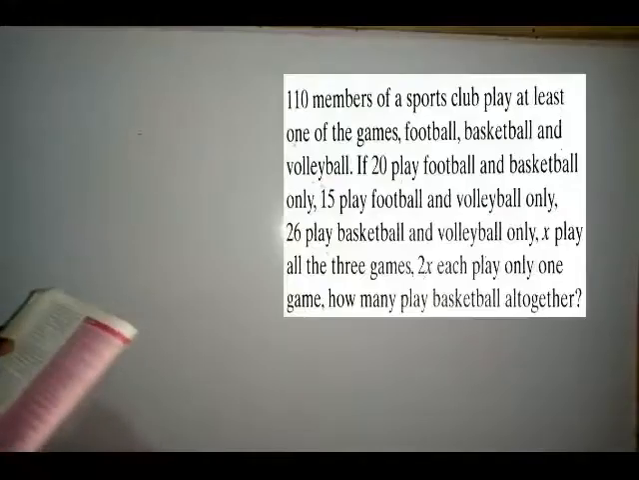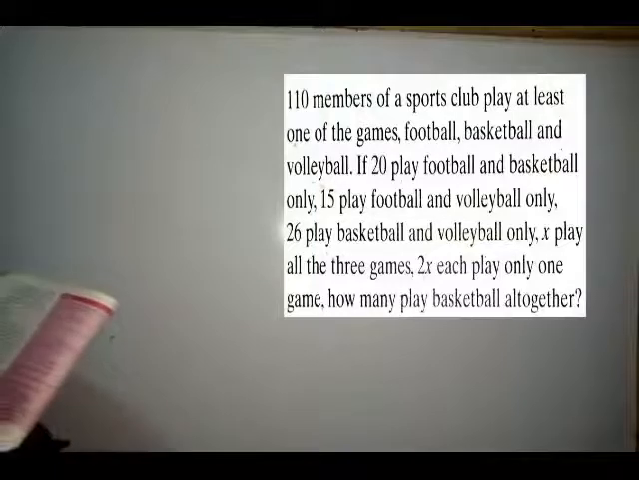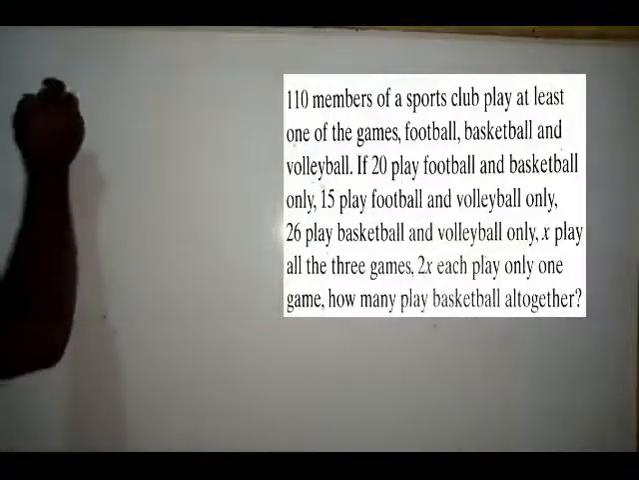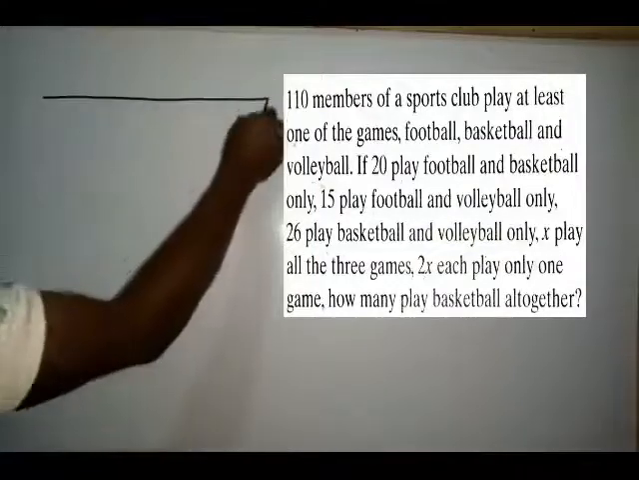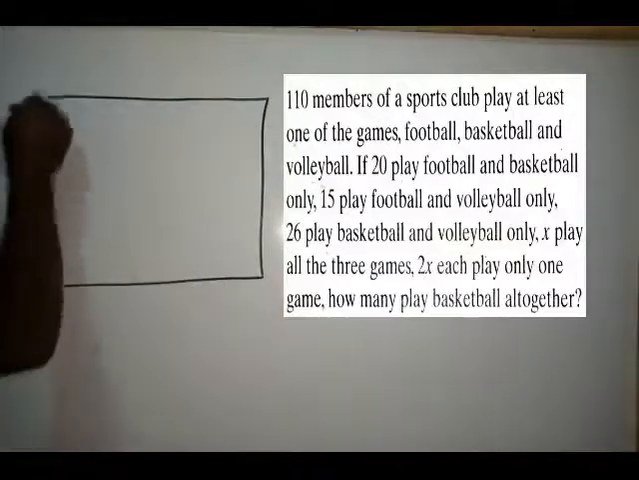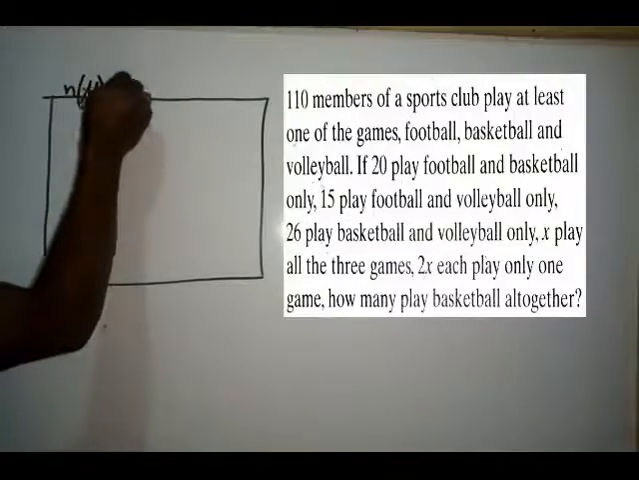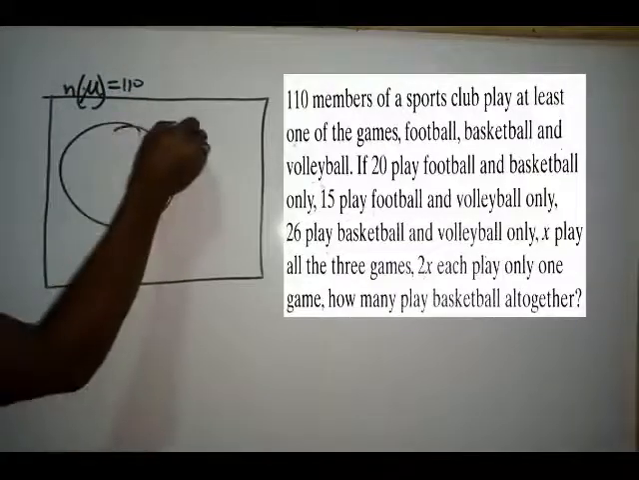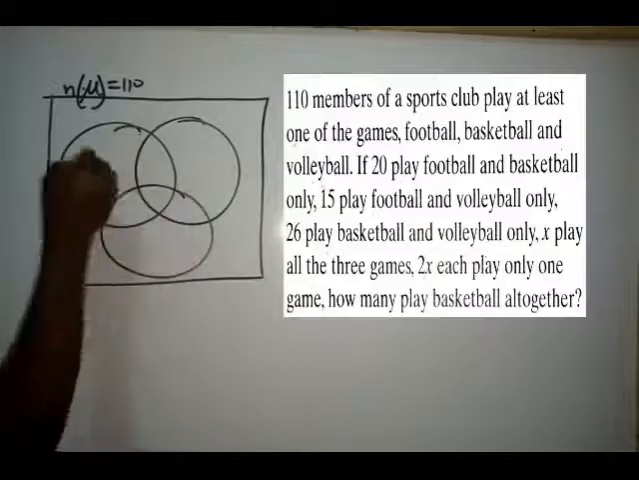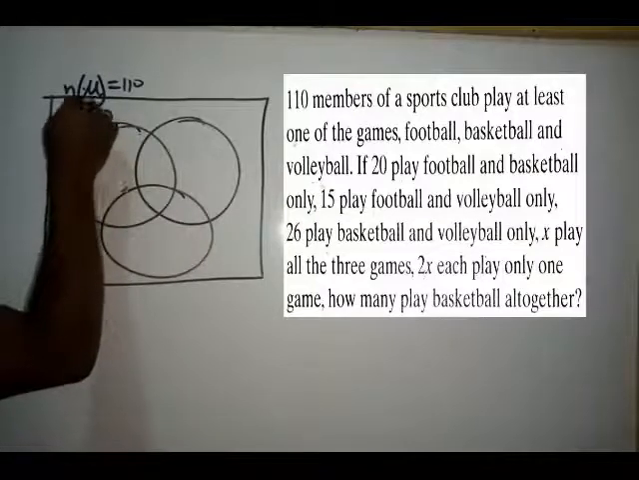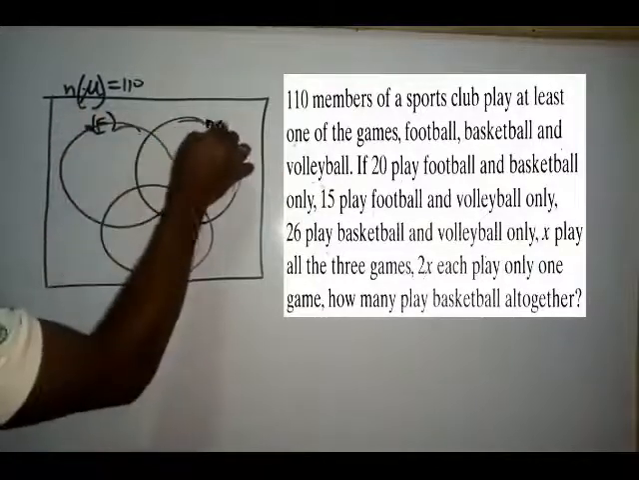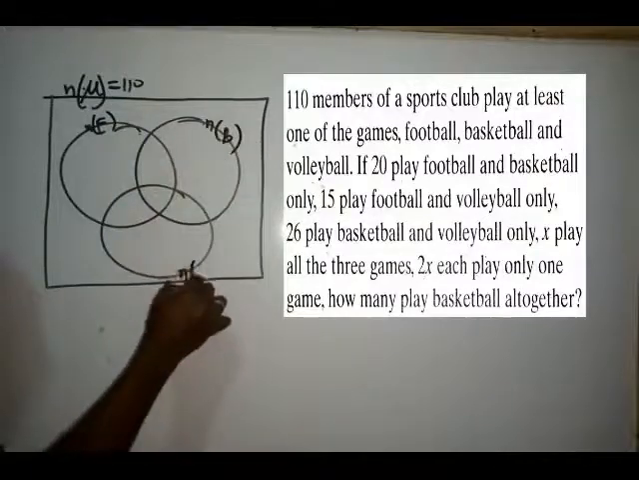I'm going to answer this next question without writing the set notation. We just draw the Venn diagram straight away. 110 members of a sports club play at least one of the 3 games: football, basketball, and volleyball. So we have 110. We have football, basketball, and volleyball. The number that plays football, we'll get it later.